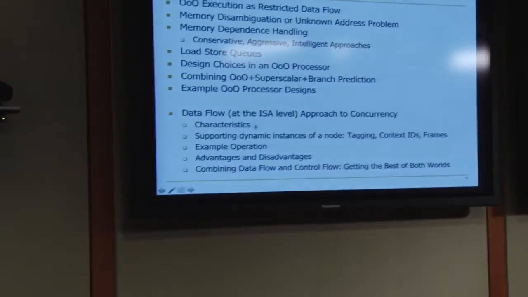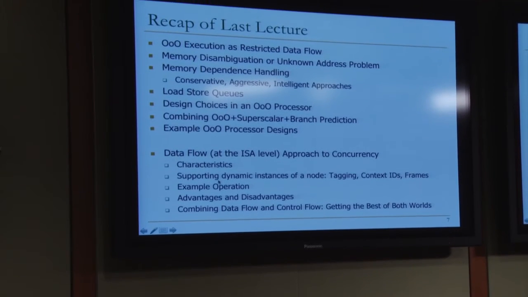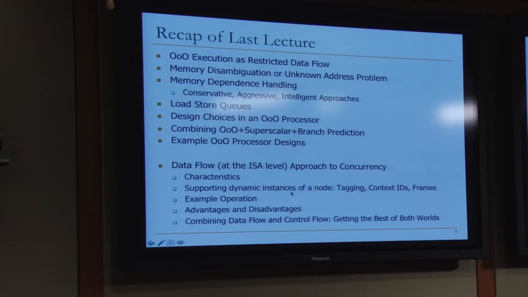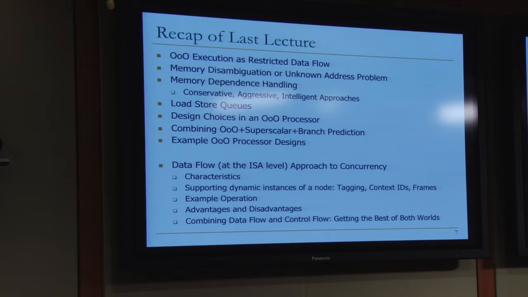And we went over some out-of-order processor designs. And then we went into data flow at the ISA level, that approach to concurrency. We talked about its characteristics. We talked about supporting dynamic instances of a node, a data flow node. And this could happen because you have loop iterations or function calls, right? And we talked about how to do that using tagging or context IDs or frames. These are different names for the same concept. We talked about an example operation.